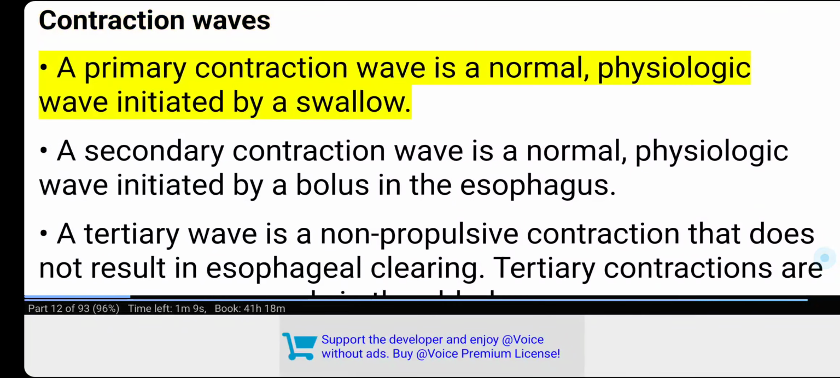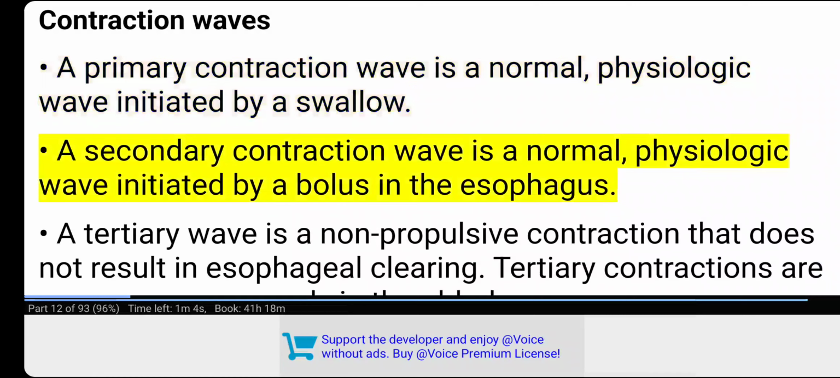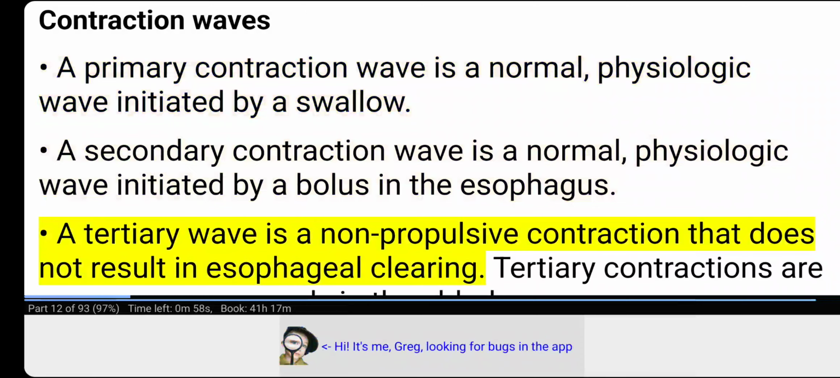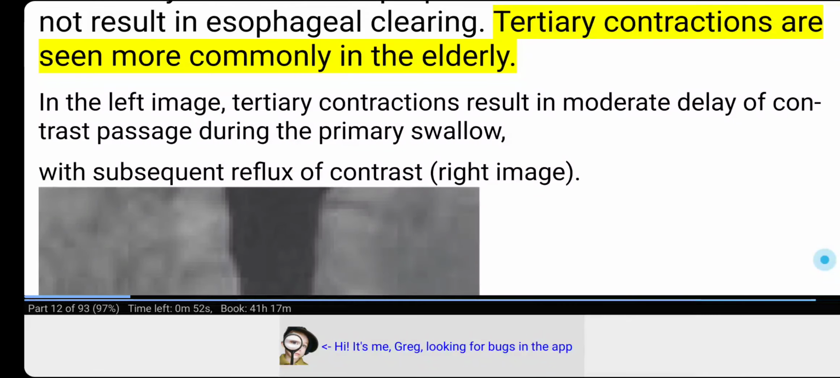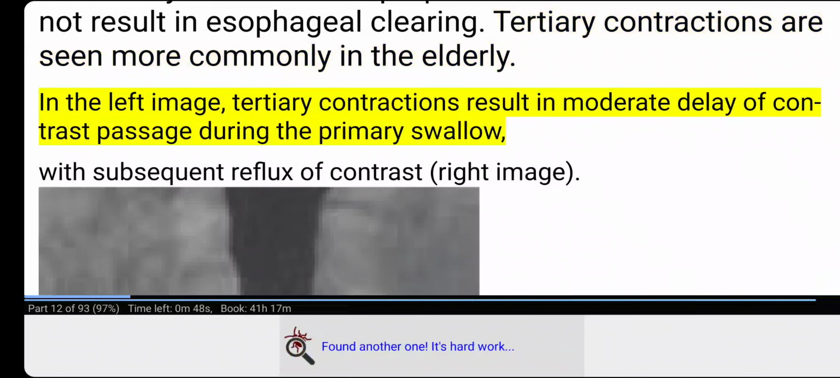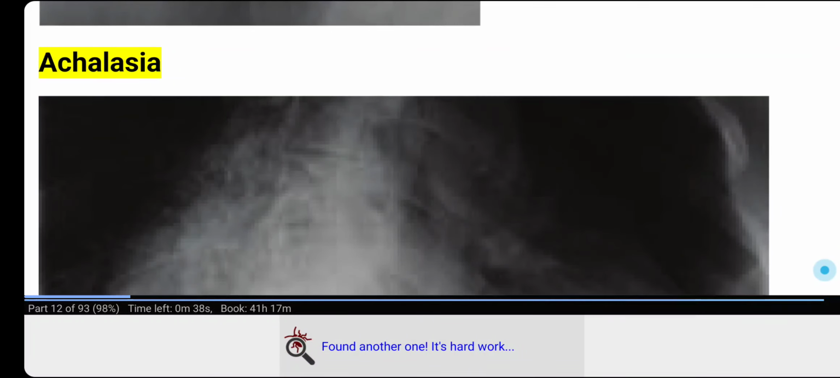Contraction waves. A primary contraction wave is a normal, physiologic wave initiated by a swallow. A secondary contraction wave is a normal, physiologic wave initiated by a bolus in the esophagus. A tertiary wave is a non-propulsive contraction that does not result in esophageal clearing. Tertiary contractions are seen more commonly in the elderly. In the left image, tertiary contractions result in moderate delay of contrast passage during the primary swallow, with subsequent reflux of contrast, right image. Achalasia.